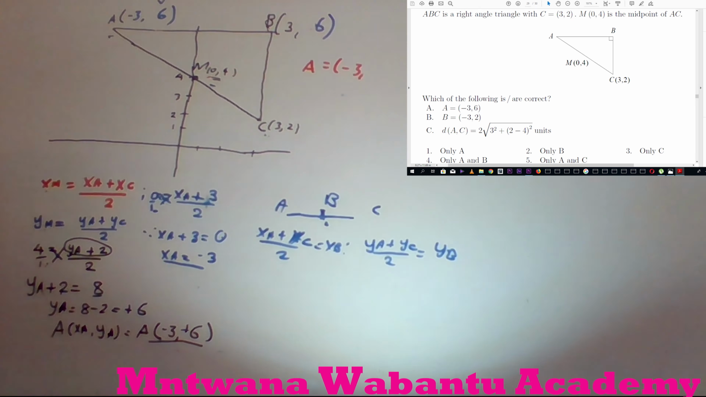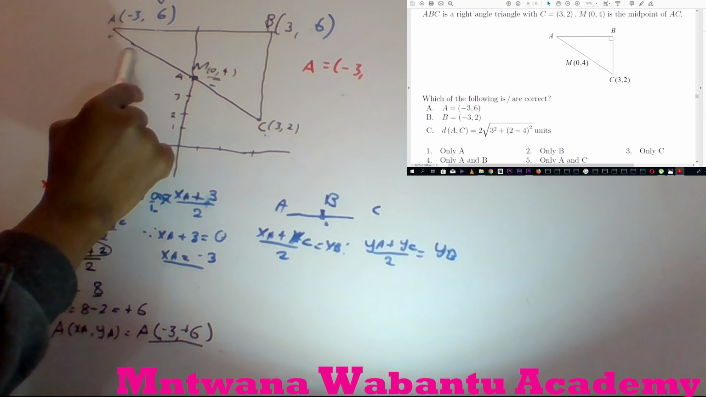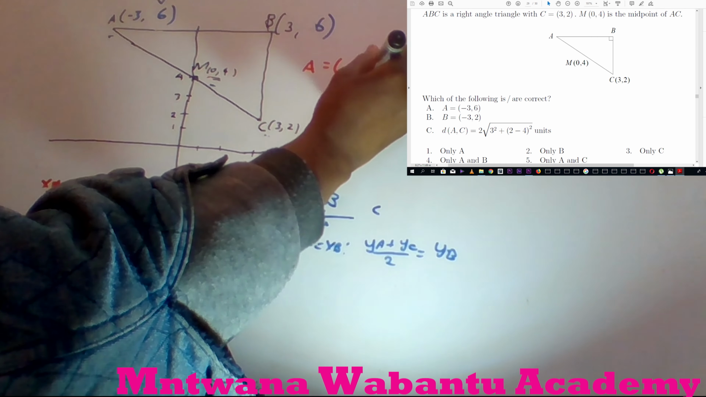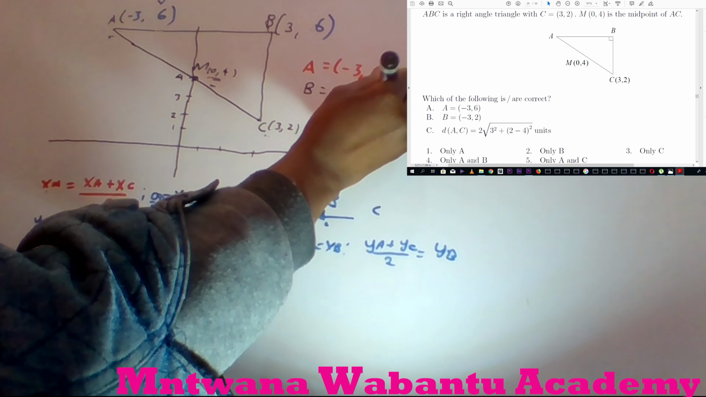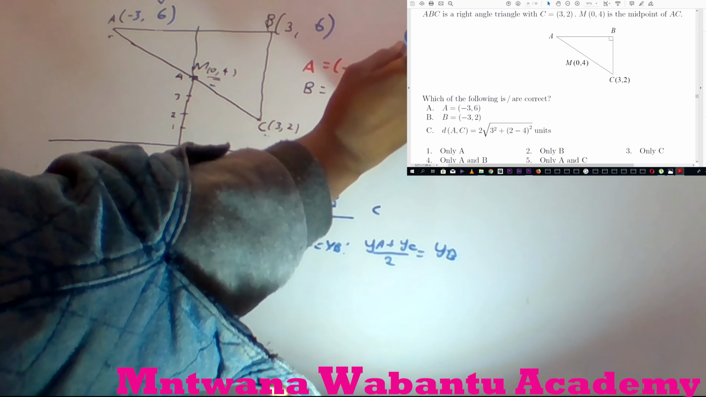Does it make sense? It makes sense, because even by looking, it cannot be 4, and when you go up, you get 6. The value of y is not true. So the coordinate of B equals 3 and 6. So in the options, only A is okay for now, but B is not okay.